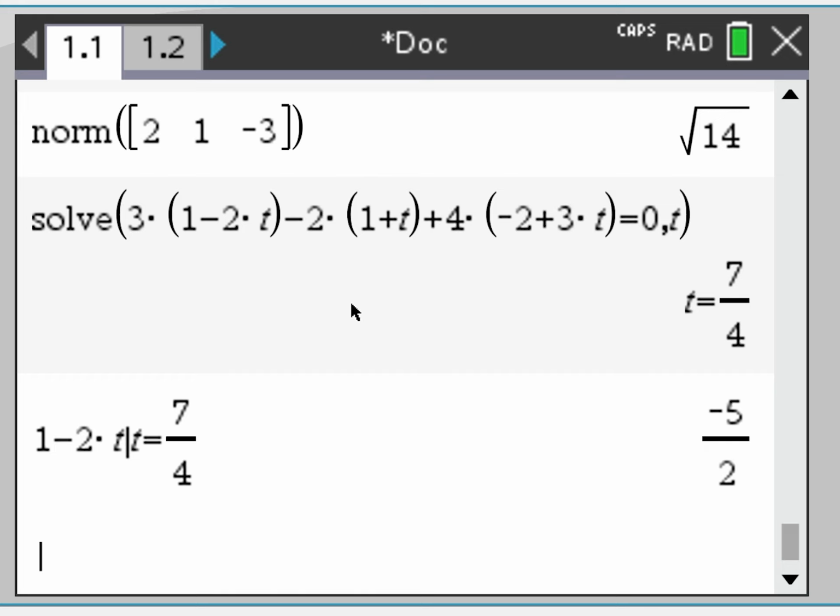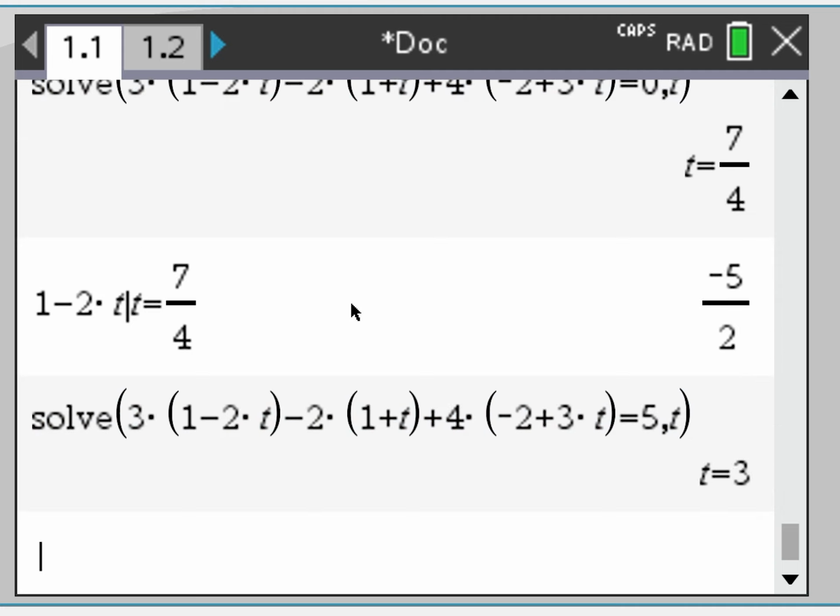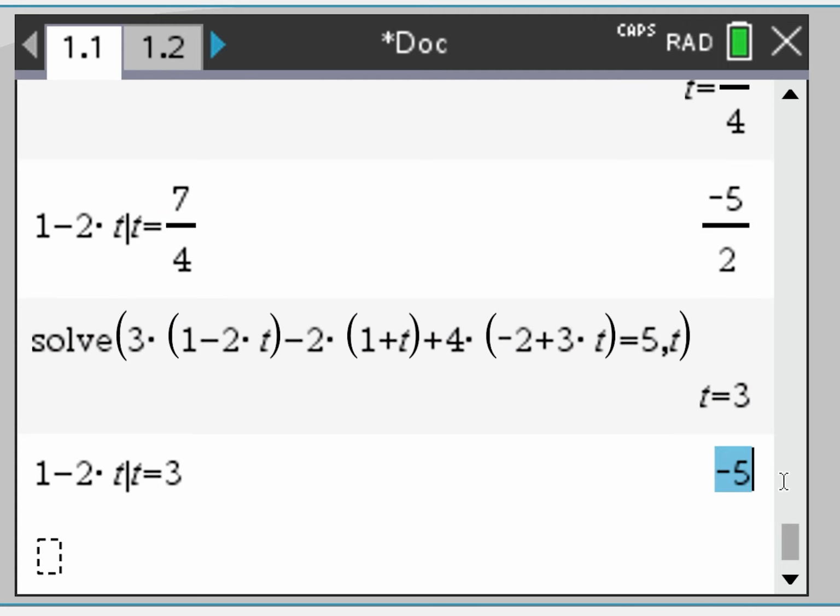So 1 minus 2t, 3 times that, take away 2 times 1 plus 4t, and then equals to 5, not 0. What am I doing? Yeah, I think that's the mistake. So t equals to 3. Now, if I substitute t equals to 3, it will give us negative 5. So that's our x.